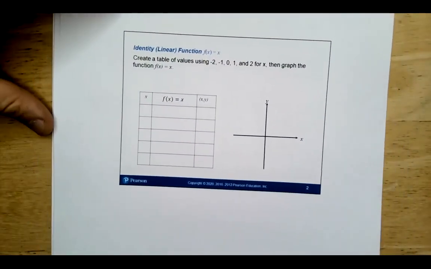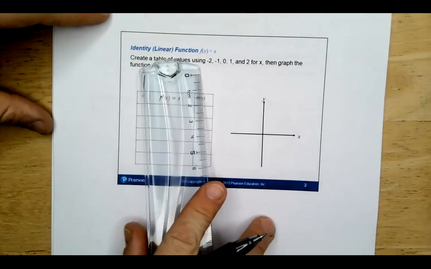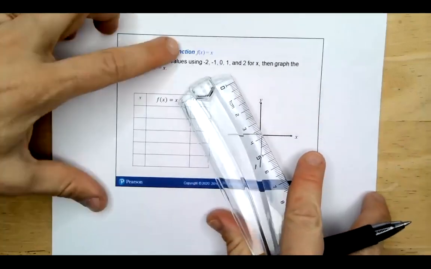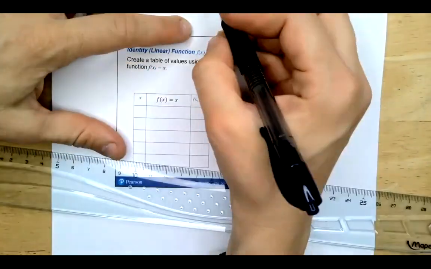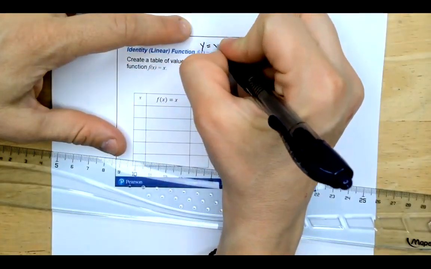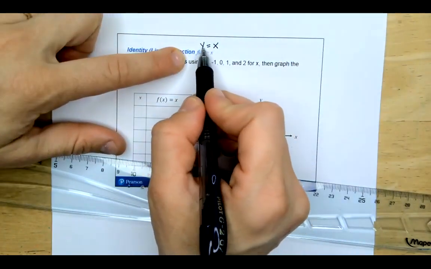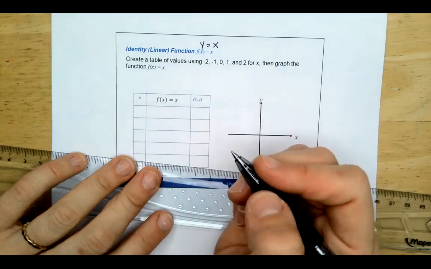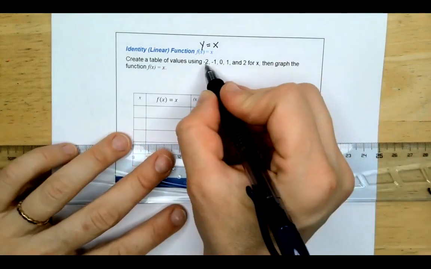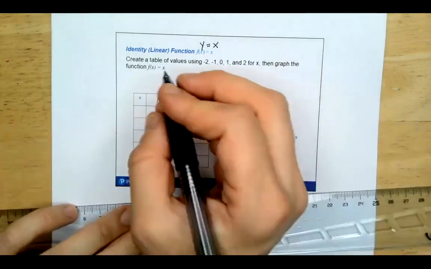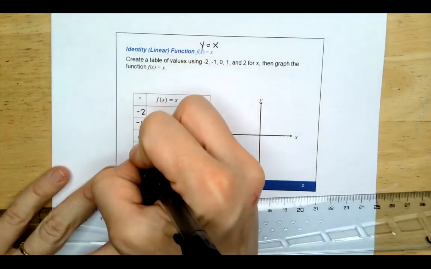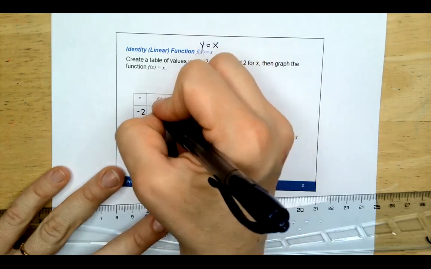Now, this is called the linear function. It's going to make a straight line, and it's going to include both y and x, right? Because f of x is just y equals. F of x equals x is the same as y equals x. It's just that y equals x is a function, so we can call it f of x equals x. Again, use -2, -1, 0, 1, and 2 for my x-values.